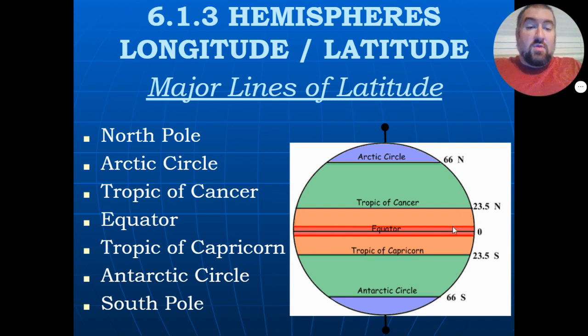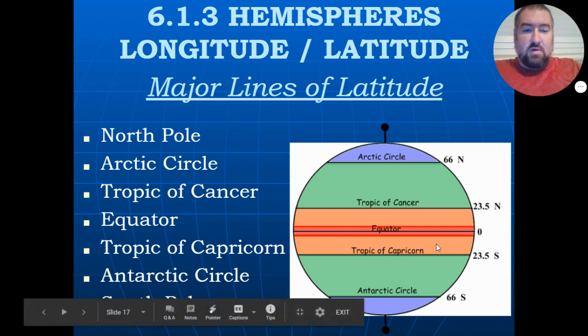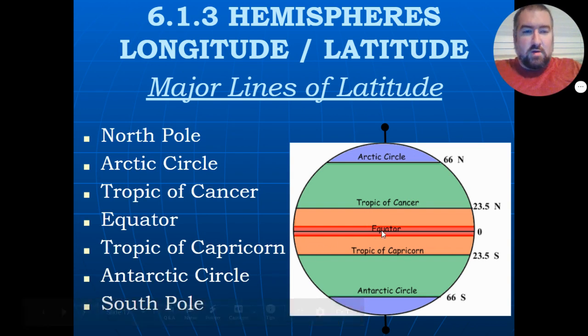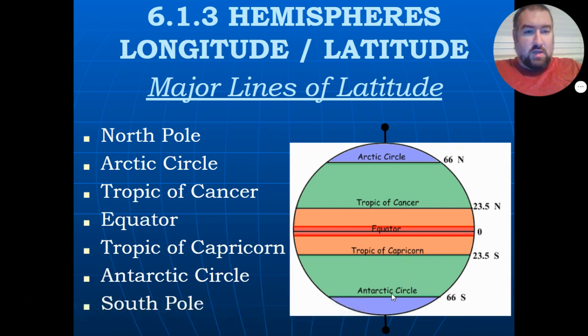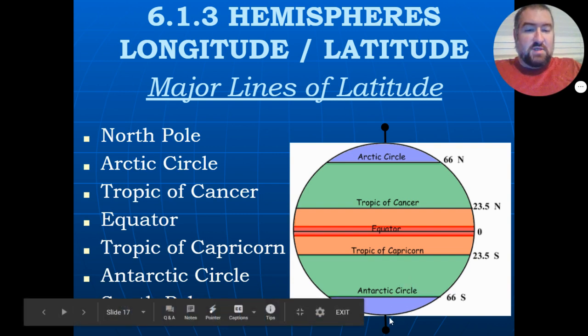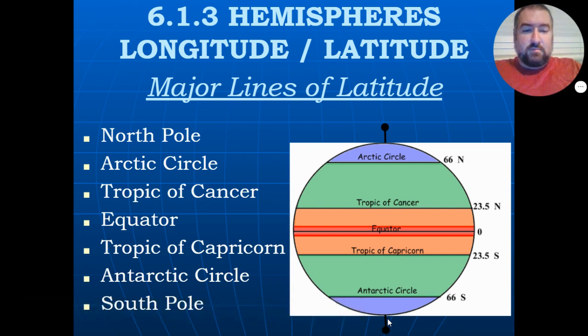That's going to be right around the center, 0 degrees. And then the hottest area in the northern hemisphere is going to be this area between the equator, and then its border is called the Tropic of Cancer. Likewise, the hottest area of the southern hemisphere is going to be this area right here, and its border is the equator, and then the southernmost border is the Tropic of Capricorn. This brings us back down to the Antarctic Circle, which is a circle around Antarctica. This brings us down to the South Pole, all the way at the southernmost point of planet Earth.